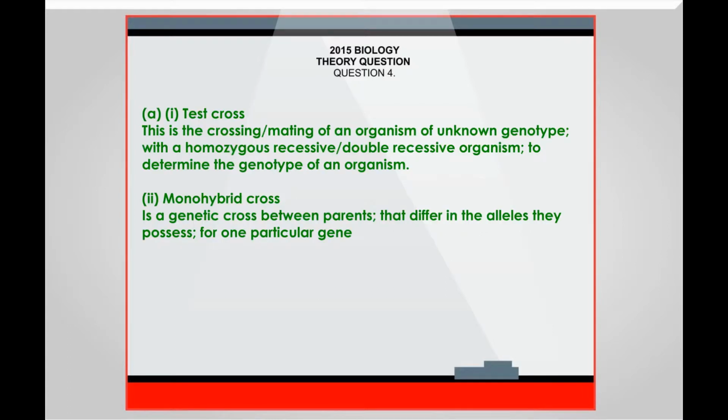Test cross. This is the crossing or mating of an organism of unknown genotype with a homozygous recessive or double recessive organism to determine the genotype of the organism. Monohybrid cross is a genetic cross between parents that differ in the alleles they possess for one particular gene.